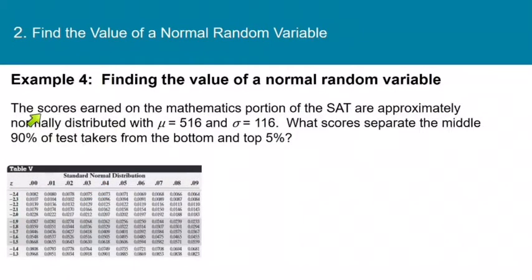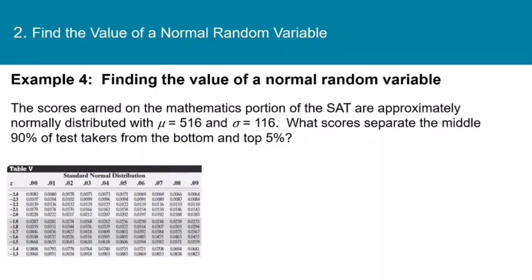And example 4. The scores earned on the mathematics portion of the SAT are approximately normally distributed, with mu equals 516 and sigma equals 116. What scores separate the middle 90% of test takers from the bottom and top 5%? Okay, now remember, they'll always tell us that the data is approximately normally distributed, because if they don't tell us that, then we can't use the z-table, and that's the only way we have to work the problem. So they always will tell us that the numbers are approximately normally distributed.